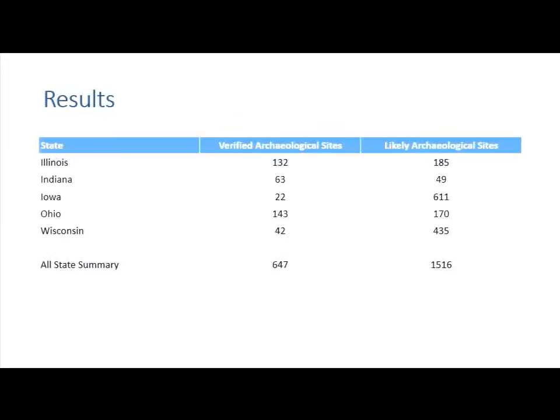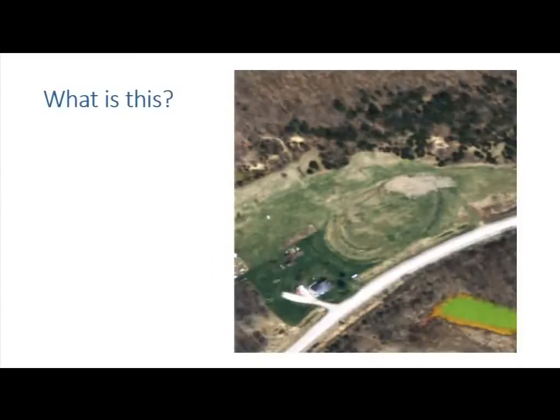So this summarizes the results of what I was able to find. The verified archaeological sites and the likely ones. Look in particular at Illinois, Iowa, and Wisconsin for the likely archaeological sites. Now I call them likely, but I'm probably 95+% accurate, because when you see pearls along the bluffs, you really can't mistake them for what they are.